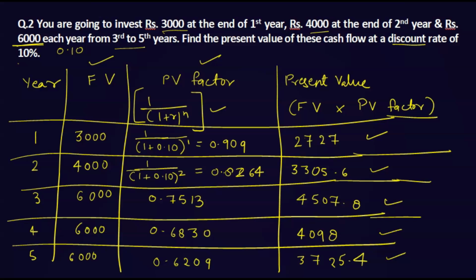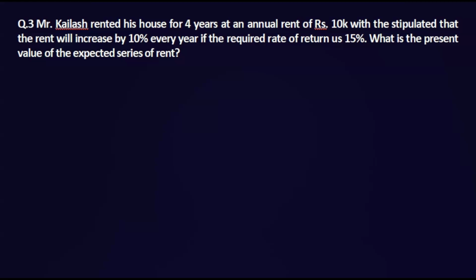Now let's see one more question and then we will wind it up. So this question is, Mr. Kailash rented his house for 4 years, so n is 4, at an annual rent of 10,000 rupees. Yearly he is taking 10,000, but the condition is that the rent will increase by 10% every year. And the required rate of return, that means the discount rate, is 15%. So simple, n we know is 4 and r we know is 15%, that means 0.15.